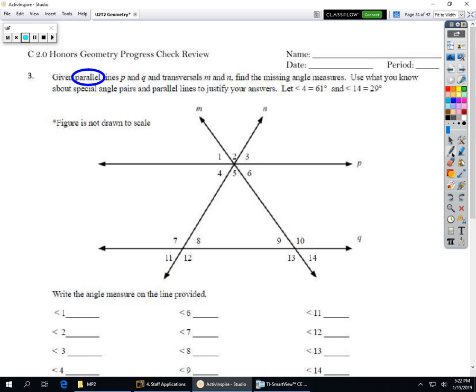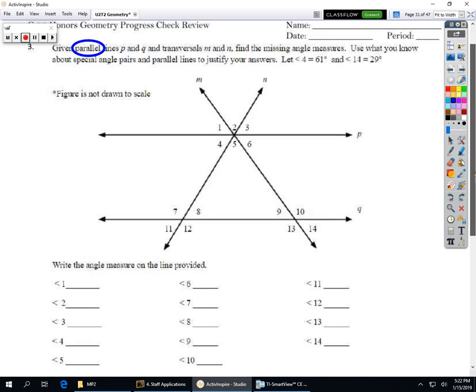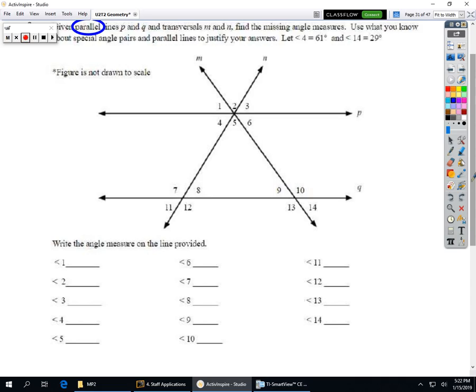Here, again, lines are parallel. Since they are parallel, that means I get 2 types of angles that open up. I have corresponding angles that are congruent and alternate interior angles that are congruent. So you'll need to use both of them. You've got to find all the missing things. I know that angle 4 is 61, so I put a 61 there. I know that angle 14 is 29, so I'm going to put a 29 there.